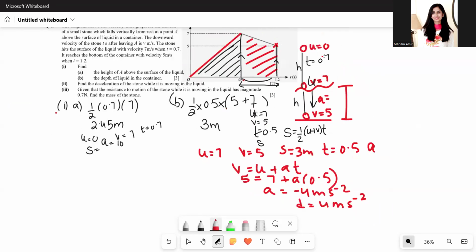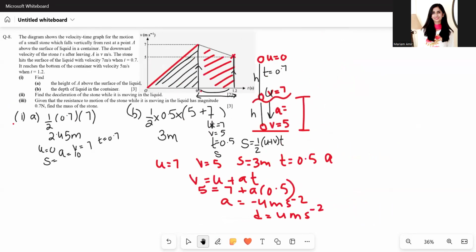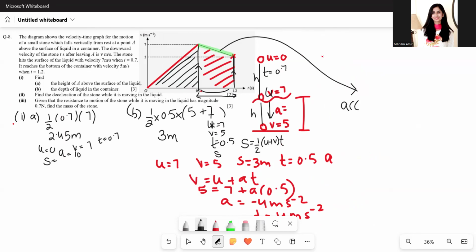Okay. Or you could use the formula rise over run. You can find the gradient of this line. That would also give you the deceleration or the acceleration. Okay. So we can say acceleration would be rise over run. Rise here is 2 and run here is 0.5. So we'll get the same answer 4. And remember, since it's a falling line, the gradient would be negative. So acceleration is -4, but deceleration would be 4 meters per second square.